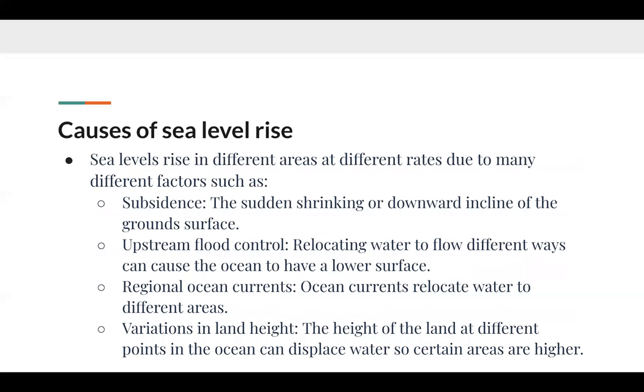Sea levels rise in different areas at different rates due to many different factors, such as subsidence, which is the sudden shrinking or the downward decline of ground surface. Upstream flood control, this is relocating water to flow different ways, which can cause the ocean to have a lower surface at some places, whereas it has a higher surface at other places. Regional ocean currents, so ocean currents relocate water to different areas, and then variations in land height. The height of the land at different points in the ocean can displace the water so that certain areas are higher and other areas are lower.